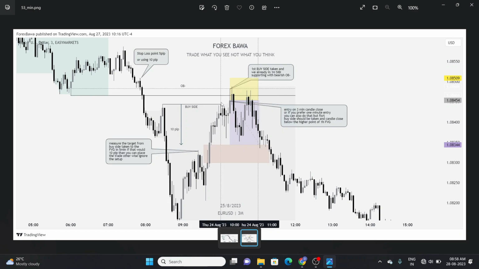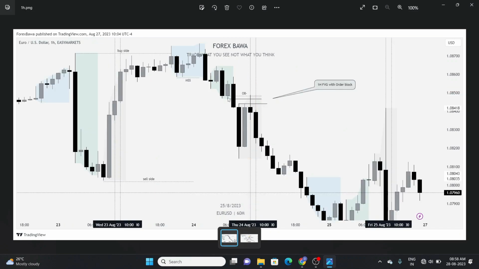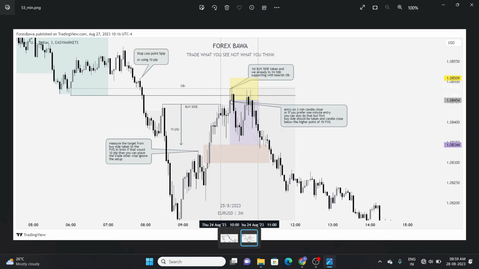So as the market moves here, you can see a double top is here, and if the market had tapped here before taking out the buy side, then I would enter long here, but the market didn't tap here and went for the buy side. Now it tapped here on the order block, also the fair value gap in 1 hour. You can see the market tapped here. This is the order block area and this is the fair value gap area. Now we can enter on a candle close of this 3 minute. You can enter here. I wrote here first buy side taken.